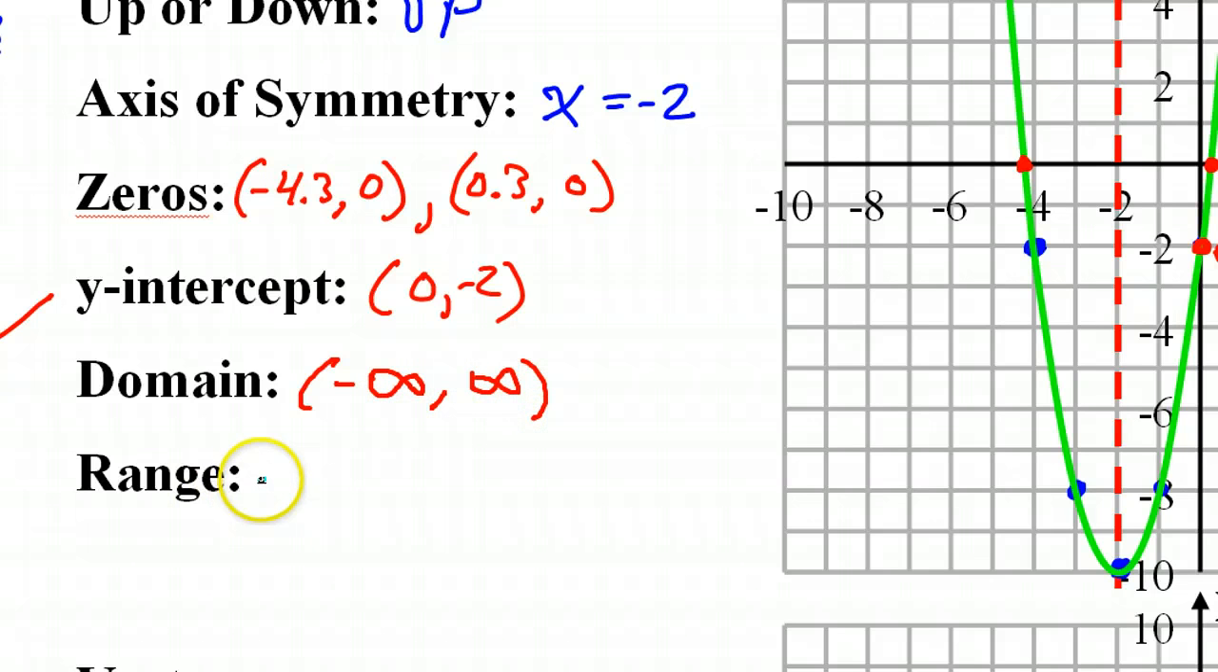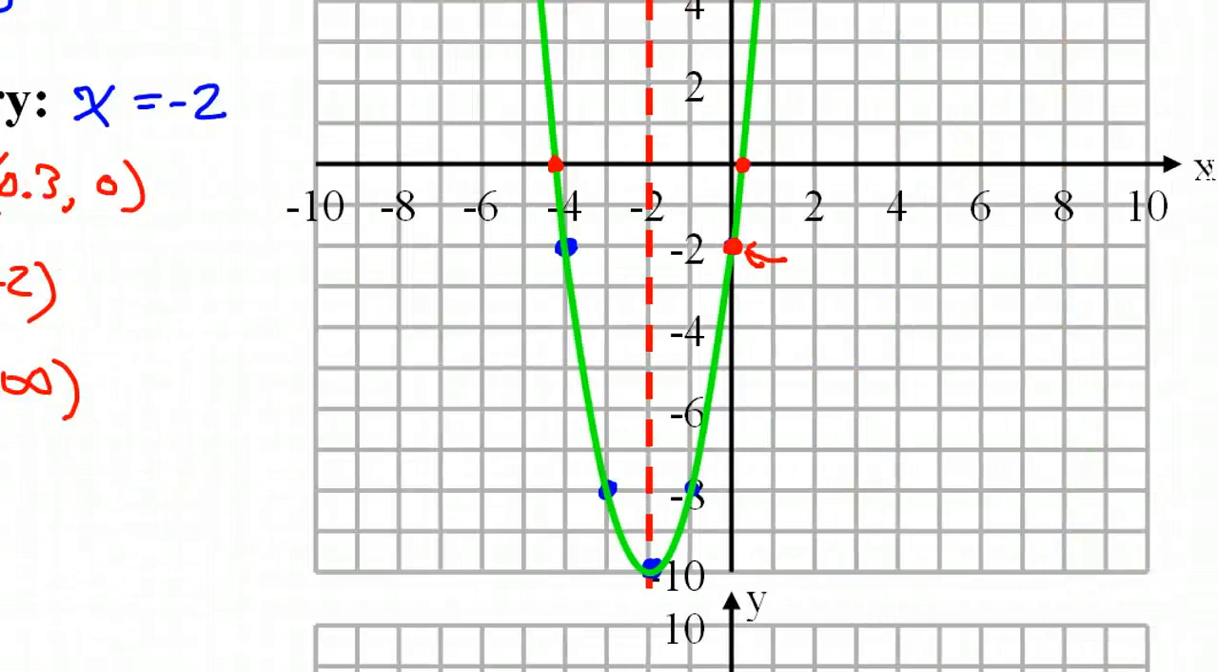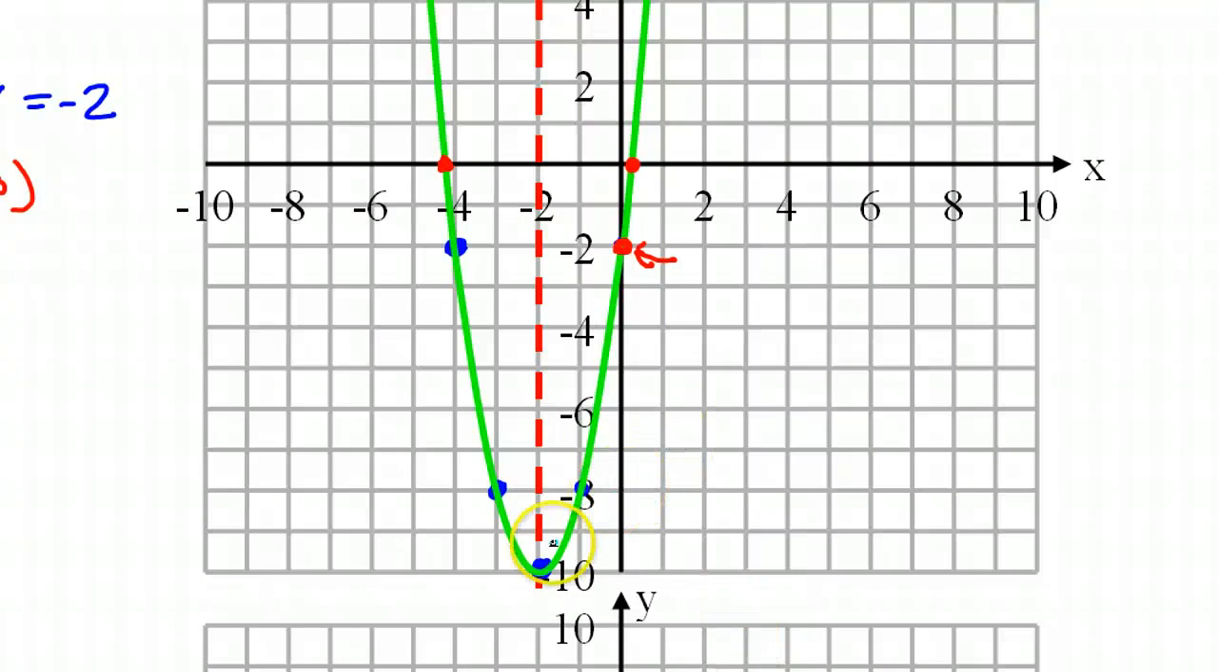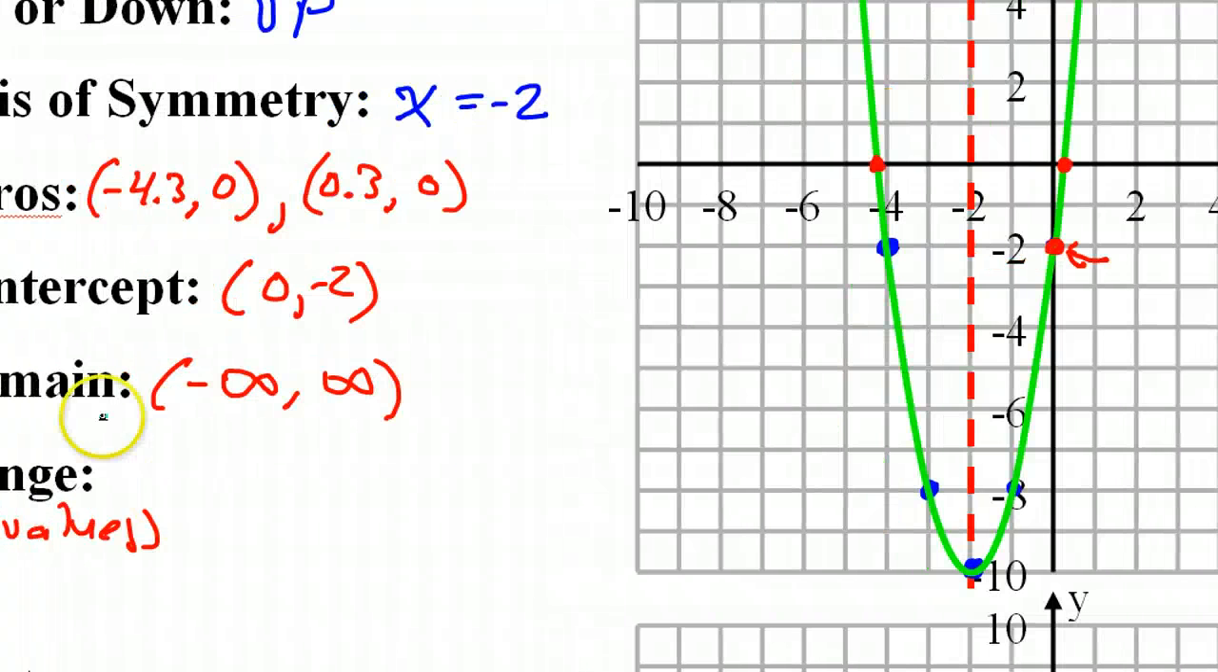The range, on the other hand, the range represents all of the y values of a function. So the y values, and we need to give it in order from bottom to top. So how low does this graph go? It goes all the way down to -10. So it goes from -10, but then how high does it go? Well, it goes up forever, so -10 to infinity.